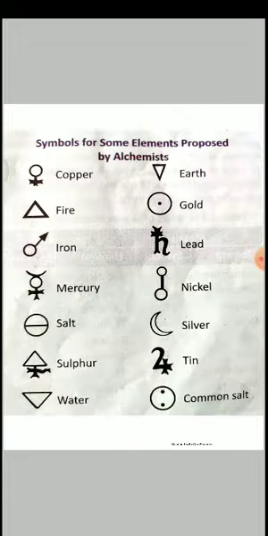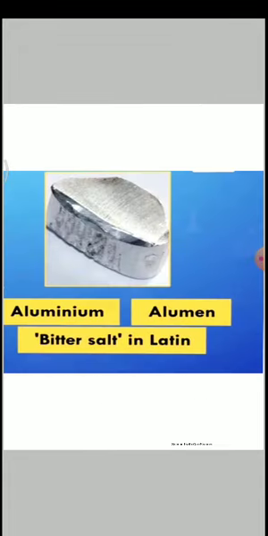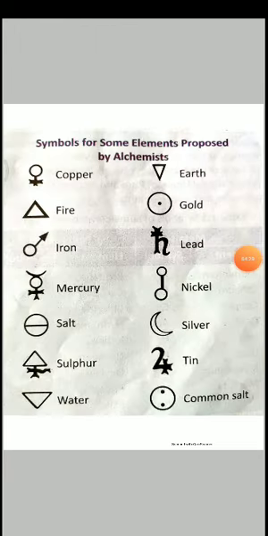As much as we use element names, symbols are most efficient in chemistry. Some alchemists used symbols for substances to keep their work secret. You can see these symbols are used by the alchemists.